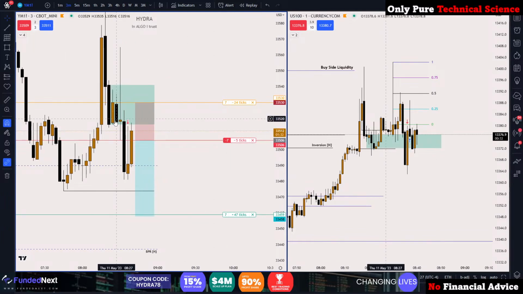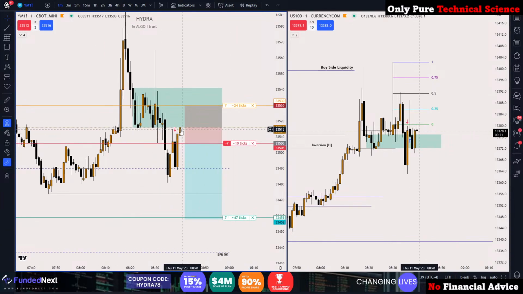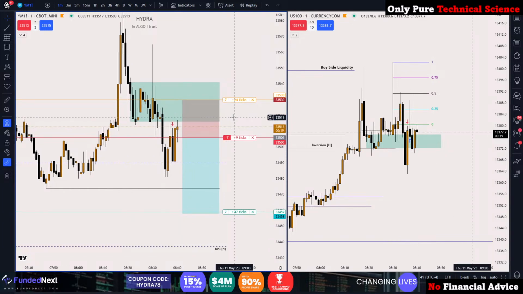Do you guys see this order block? So price respected this order block at this candle, and now it's coming up. And we do have this breaker block on 1-minute chart. Price came up again, hitting this breaker block.